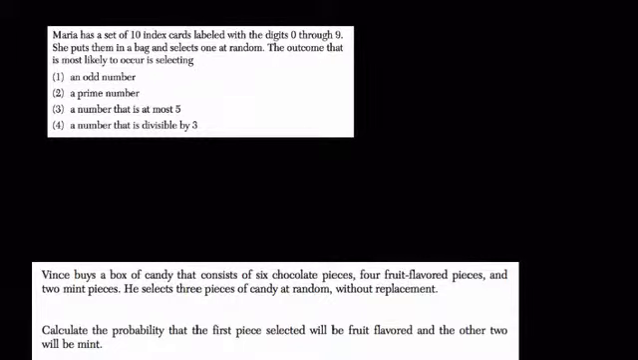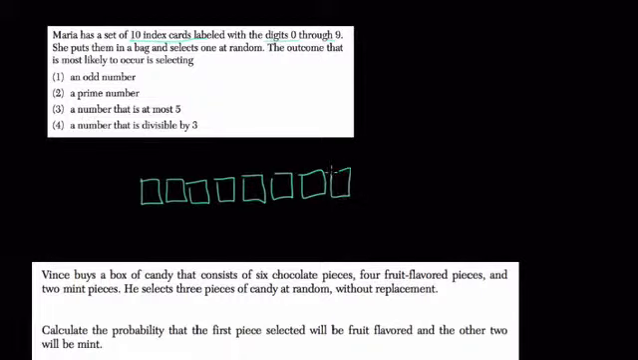Okay, so in this problem, Maria has a set of 10 index cards labeled with the digits 0 through 9. So I picture there are actually just 10 cards, right? And the way I picture this question is that on each card is a single digit, 0 through 9: 0, 1, 2, 3, 4, 5, 6, 7, 8, 9. 10 cards in total. And they're saying what's the most likely?